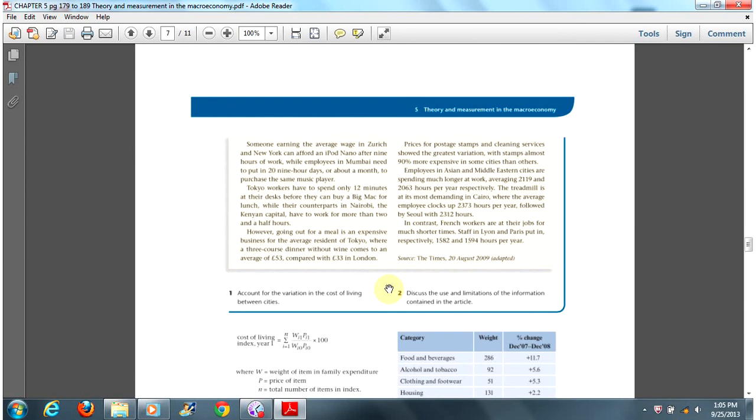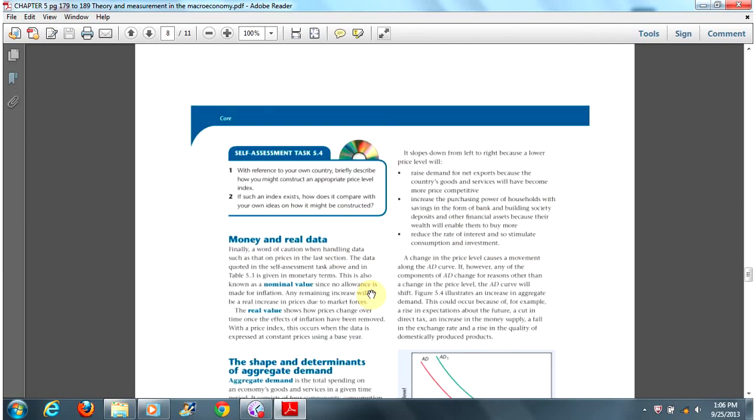Number 1. Account for the variation in the cost of living between cities. Number 2. Discuss the use and limitations of information contained in this article. Self-assessment task 5.4. With reference to your own country, briefly describe how you might construct an appropriate price level index. If such an index exists, how does it compare with your own ideas on how it might be constructed?